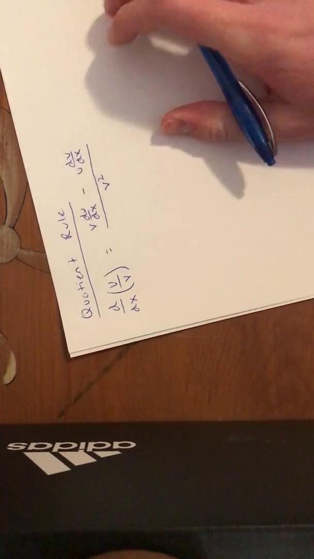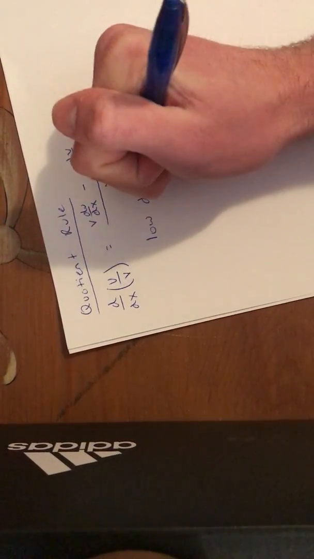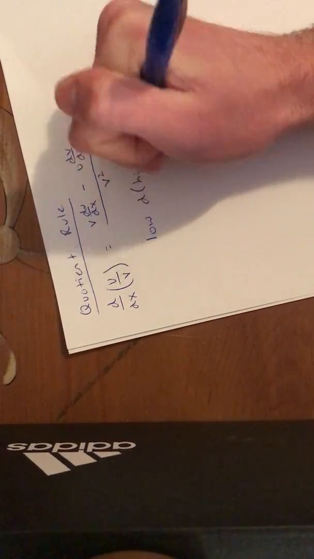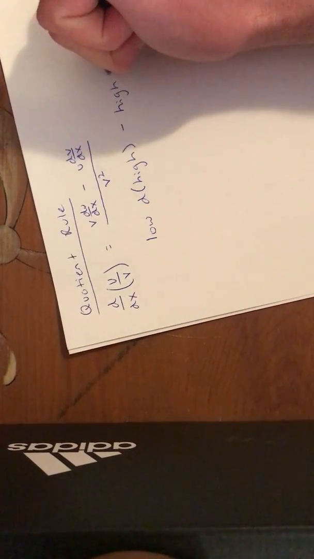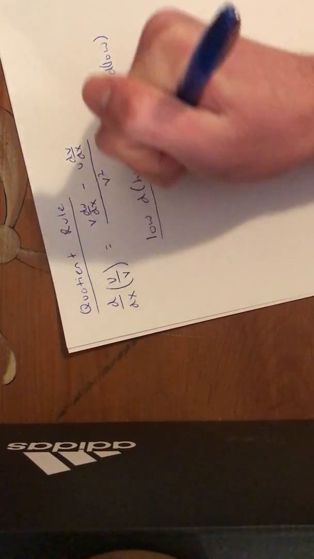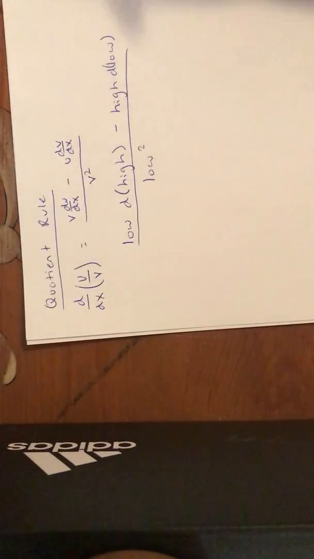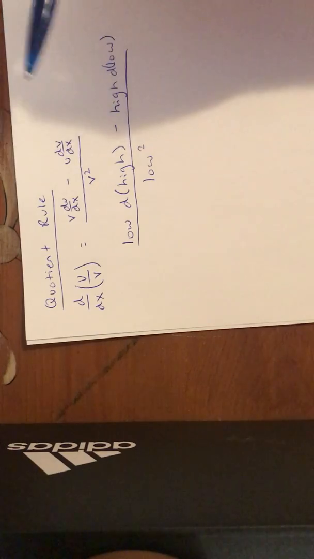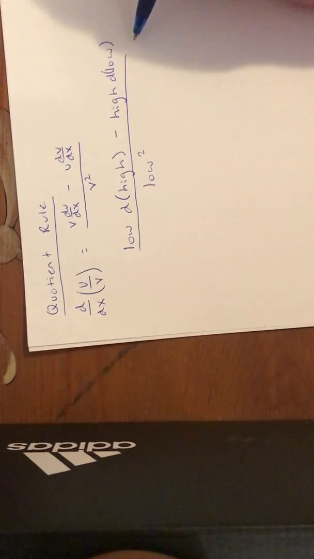This is what you want to remember. Low d high minus high d low, all over low squared. So low d high minus high d low all over low squared. It's the same thing, but this is easier to remember.